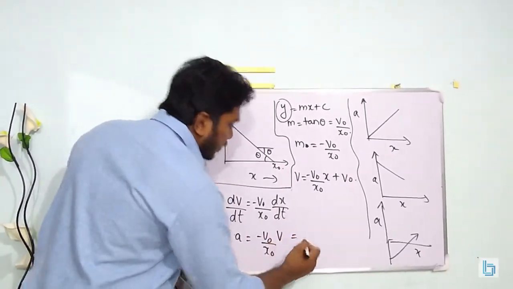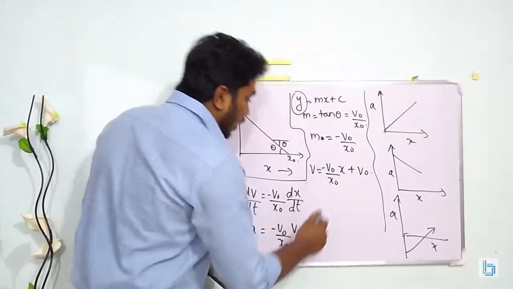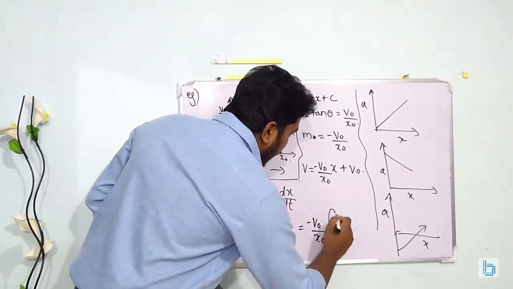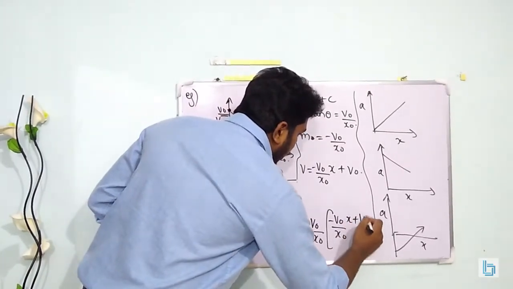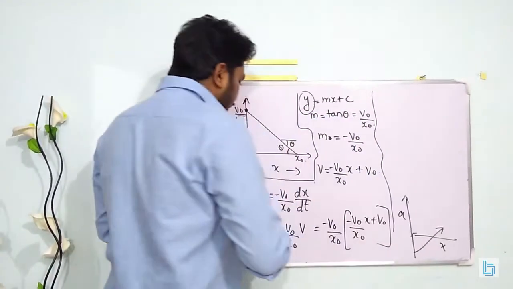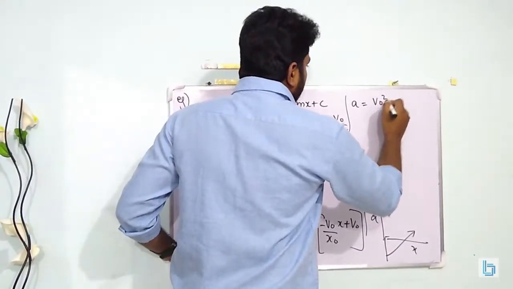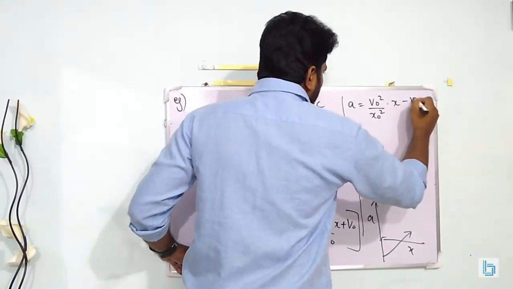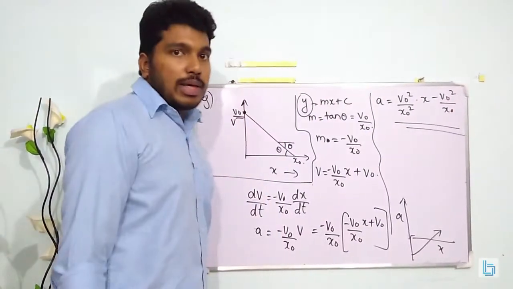dx by dt is actually v, right? Which will be equal to, now what is v from here? So we can substitute it there: minus v naught by x naught into minus v naught by x naught x plus v naught, right? When you open the bracket, you will get acceleration is equal to v naught square by x naught square into x minus v naught square by x naught. So you're getting again another equation, right?